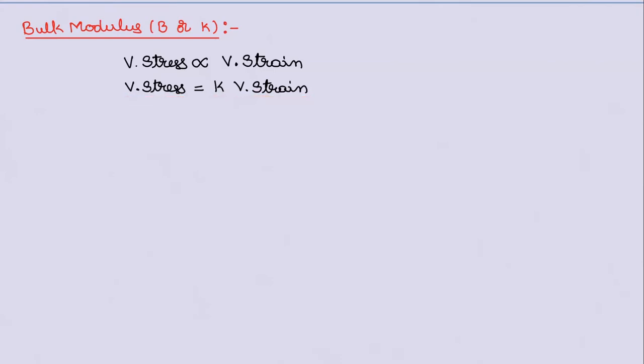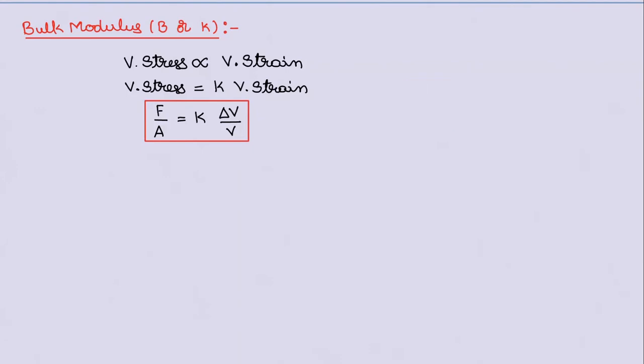Same thing here, but here the body will change its volume. So if you go to the formula, stress, which is force by area, is equal to K, the bulk modulus, into volume strain, which is delta V by V. Generally, in practical application, it is easy to increase the length of a wire or something by simply holding it between your hands. You can stretch it a little bit, but volume is a little difficult.